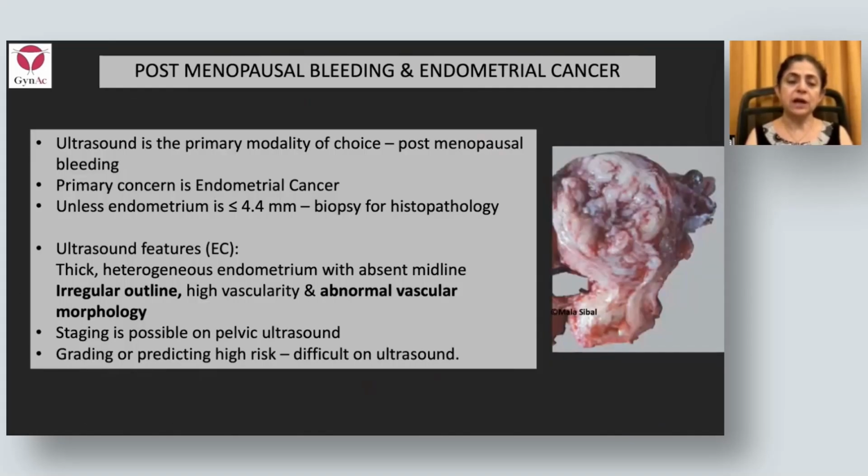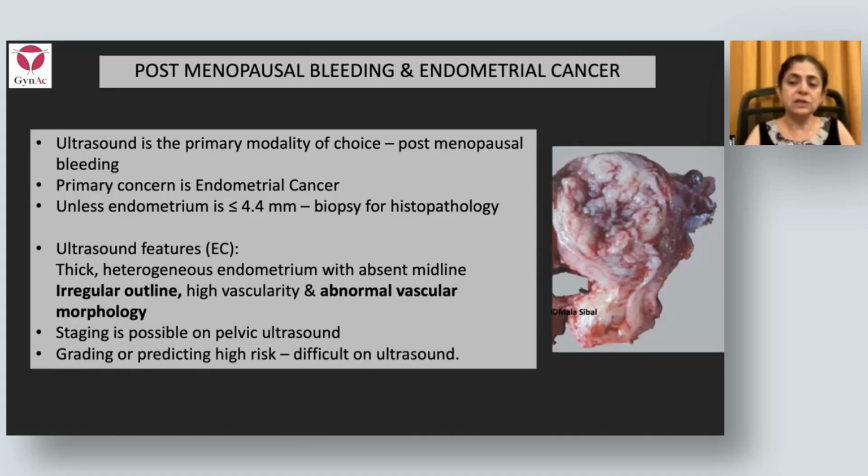So to summarize, ultrasound is the primary modality of choice in women with postmenopausal bleeding. Our primary concern in women with postmenopausal bleeding is endometrial cancer, though they may have many other pathologies. Unless the endometrium is less than or equal to 4.4 millimeters, biopsy is warranted for histopathology.